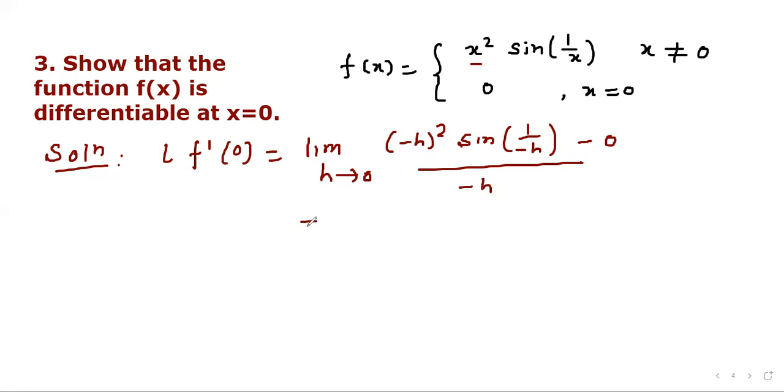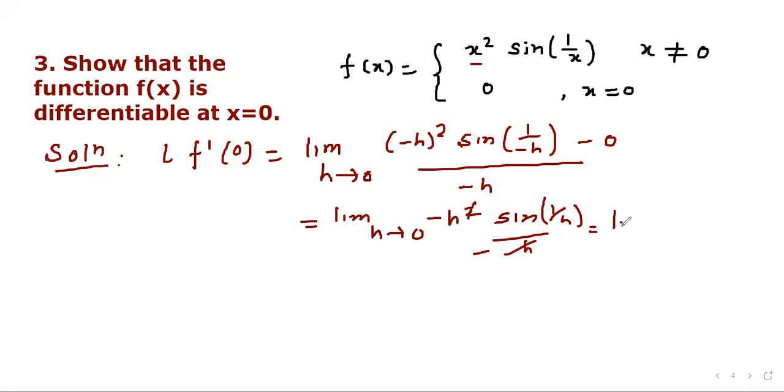We simplify it. So limit h tends to 0, it will be h square, and this will give sine minus theta gives minus sine theta. So minus sine 1 upon h, whole divided by h. So this h will cancel out, and here this minus sign will also cancel out.